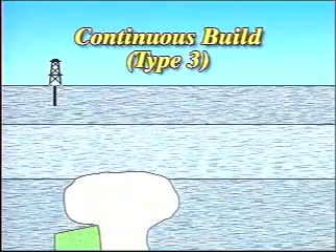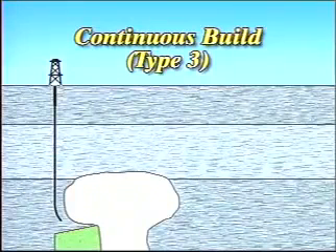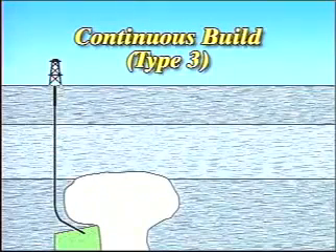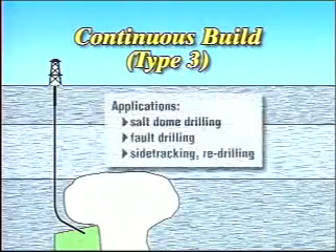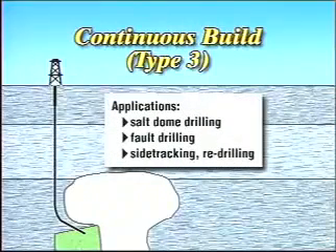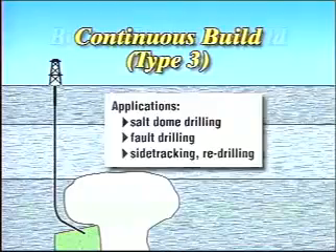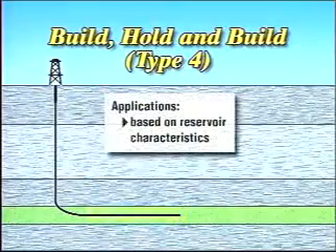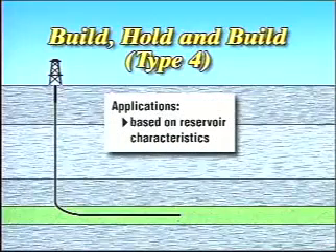This pattern is primarily for wells in multiple pay zones or where there are lease or target constraints. The continuous build pattern has a relatively deep initial deflection, at which point hole angle is maintained to the target. This pattern is appropriate for salt dome drilling, fault drilling, sidetracks, or redrills. The build, hold, and build pattern describes horizontal wells, of which there are several types. Selection of this pattern is based primarily on reservoir engineering considerations.